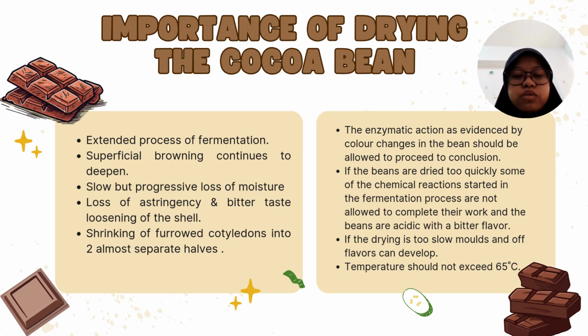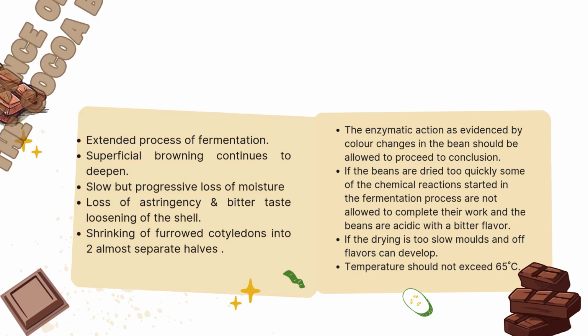Also, the enzymatic action, as evidenced by the color changes in the beans, should be allowed to proceed to conclusion. If the beans are dried too quickly, some of the chemical reactions started in the fermentation process are not allowed to complete their work, and the beans are acidic with bitter flavor. If the drying is too slow, malt and off flavor can develop. Temperature should not exceed 16.5 degrees Celsius.